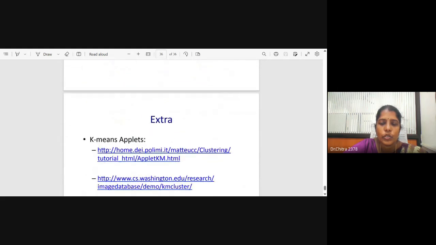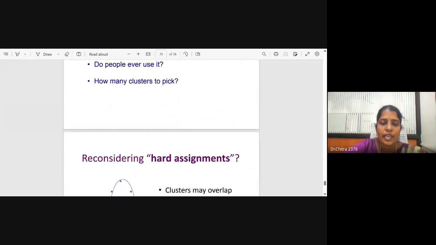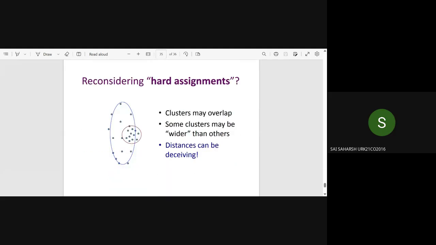Then already I told you the difference between hard clustering and soft clustering. In hard clustering, each and every point belongs to only one cluster. In soft clustering, it can be combined. A point can be included in cluster X or Y. That is hard clustering.